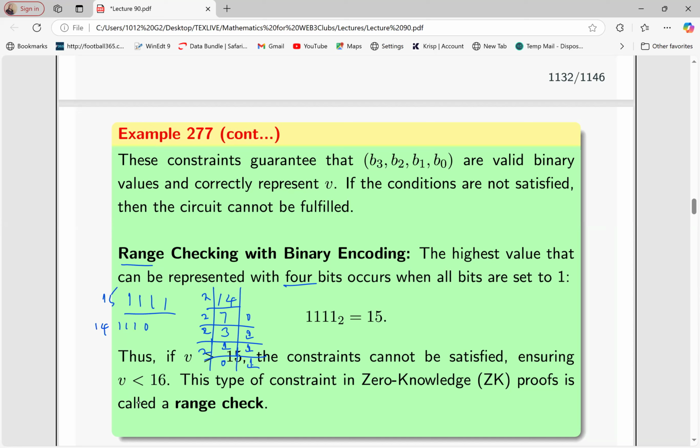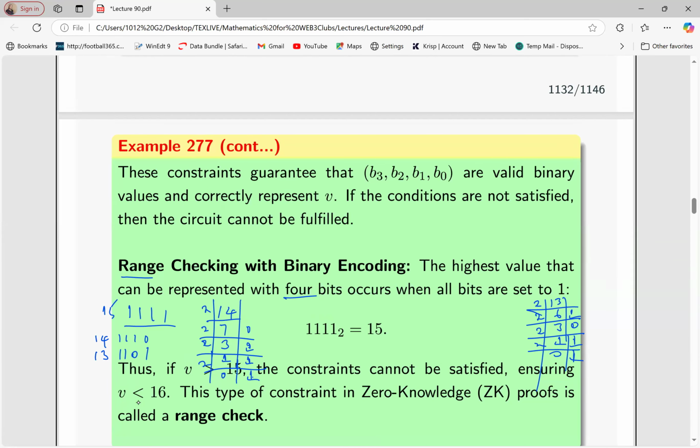What would be 13? What would be 13 as a binary number? 2 goes into 13 six times, the remainder will be 1. 2 goes into 6 three times, the remainder will be 0. 2 goes into 3 once, the remainder will be 1. 2 goes into 1 zero times, and the remainder will be 1. So 13 as a binary number will be 1101.